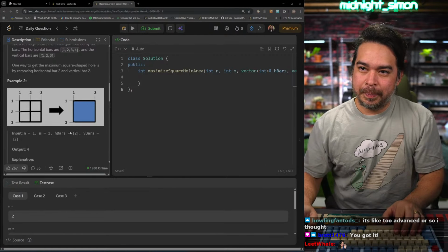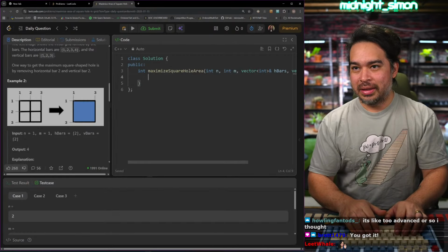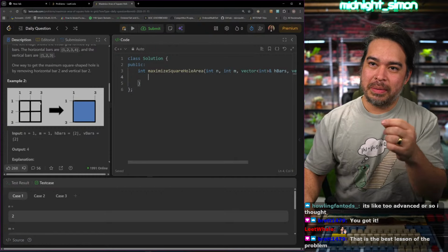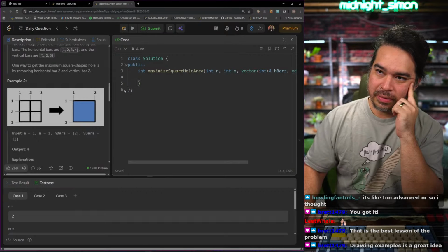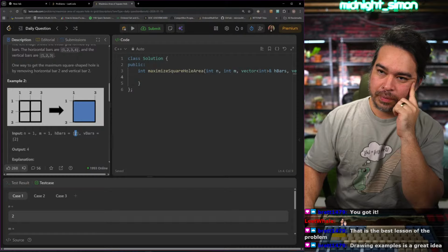So let me try to implement that. So the consecutives, but maybe there's some edge cases. Oh. Because one bar can't be removed.